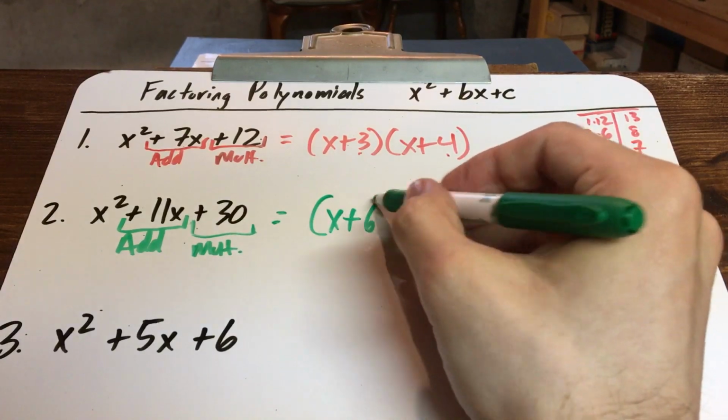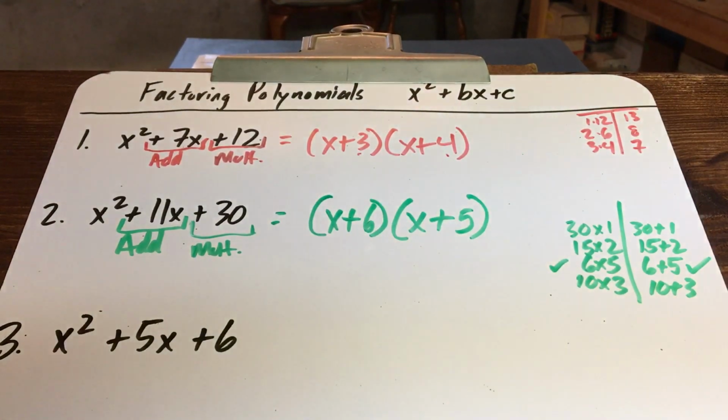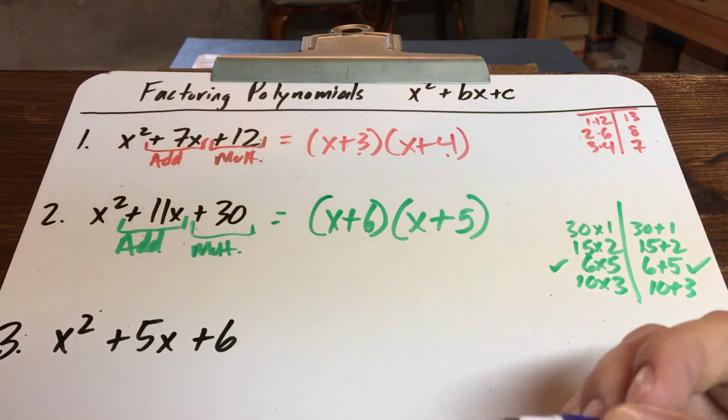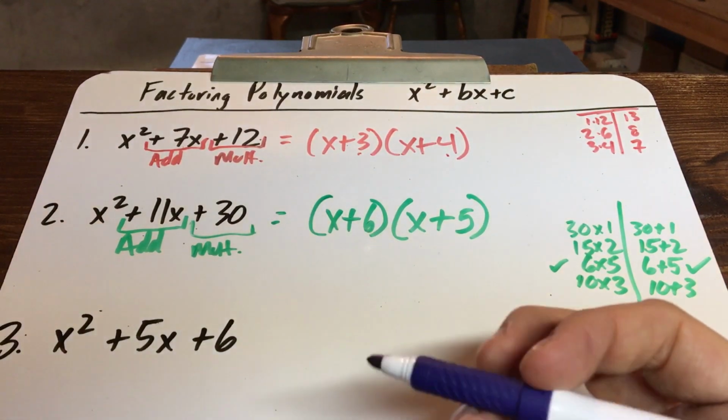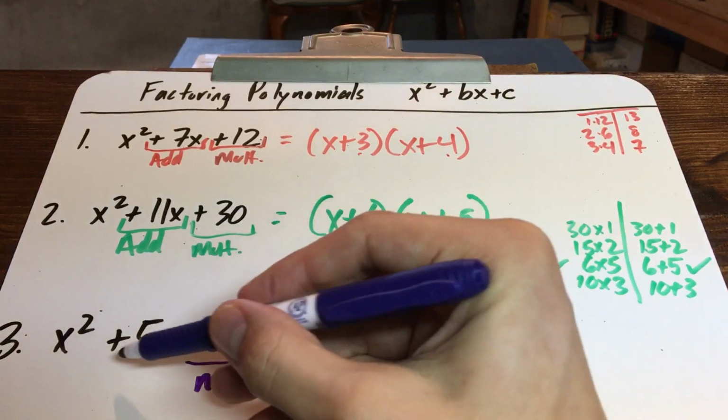One of the parentheses needs to have positive 6. The other one needs to have positive 5. It doesn't matter the order. Mental math. Hopefully can get us that one. All right, I'll let you try number 3 here. You can pause the video real fast if you think you know it. Two numbers that would multiply to equal 6 that would add up to equal 5.